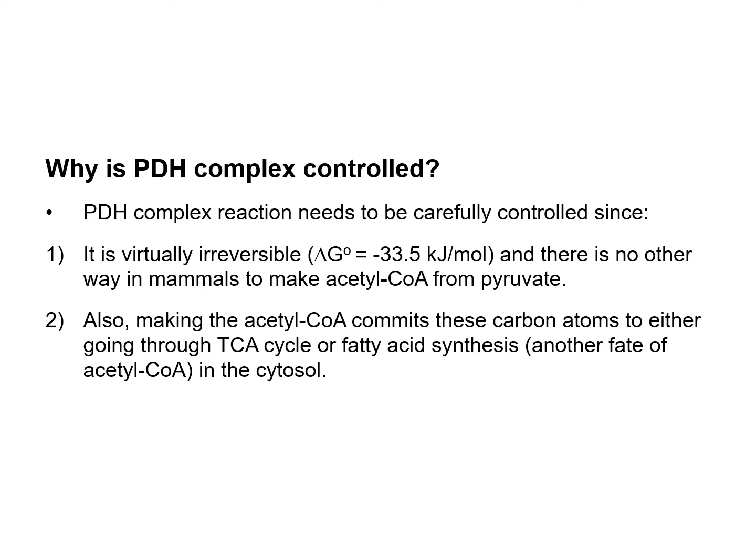It actually requires careful control because it's a virtually irreversible reaction with its delta G naught as minus 33.5 kilojoule per mole. So it's a pretty spontaneous reaction. And there is no other way in mammals to make acetyl-CoA from pyruvate other than this PDH complex reaction. And also, making the acetyl-CoA just commits these carbon atoms to either going through the TCA cycle or fatty acid synthesis, which is another fate of acetyl-CoA in the cytoplasm.